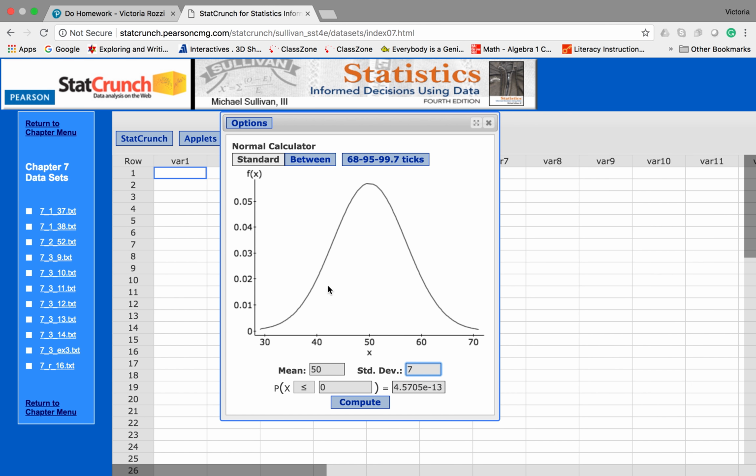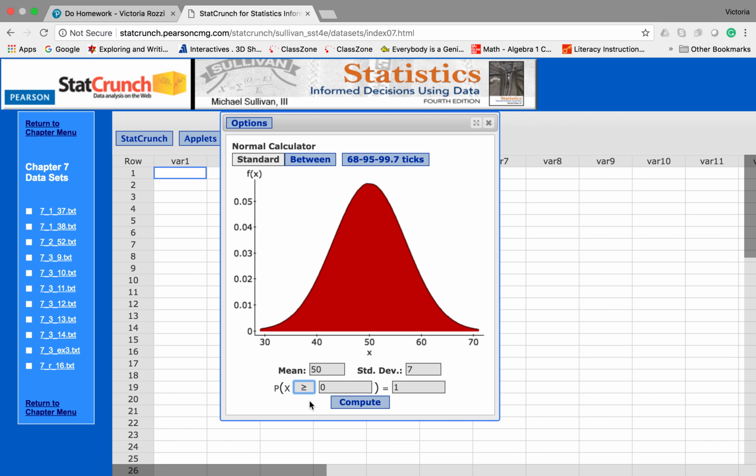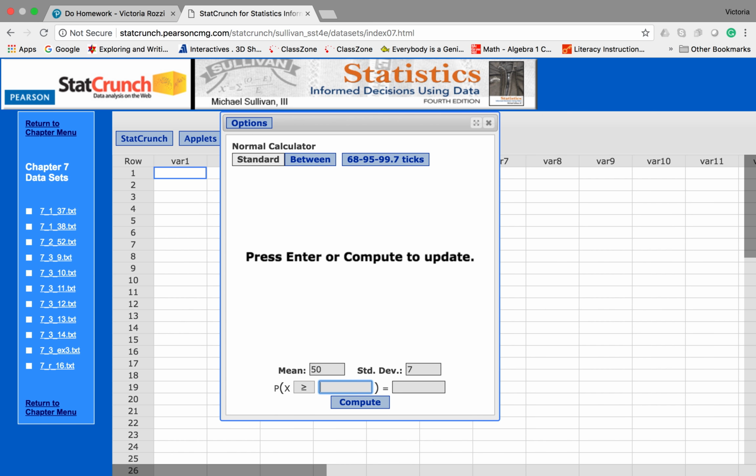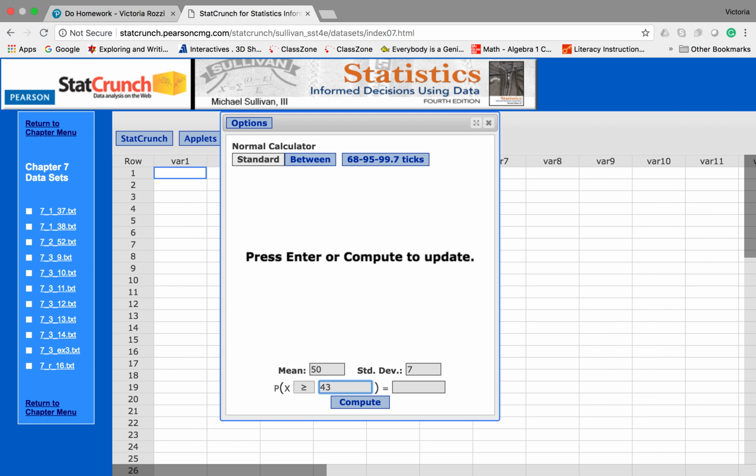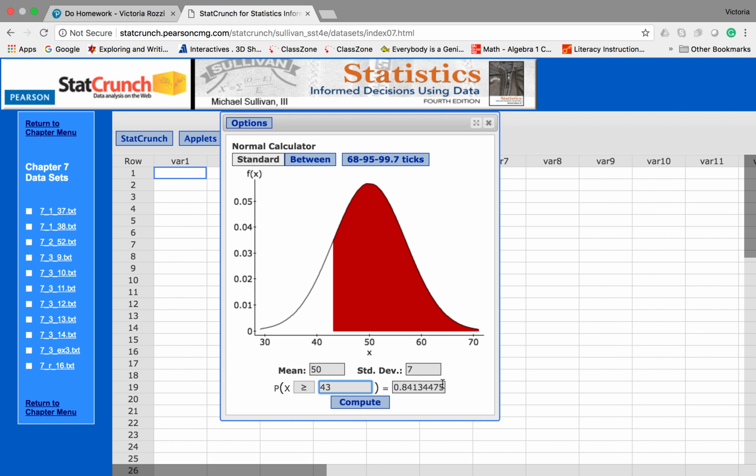Okay, now we want the probability that x is greater than 43. So we're going to go over here, and we're going to change this symbol to greater than. Now I know this is a greater than or equal to symbol. But when you think about it, the equal to is so marginal, it's not going to be anything different than greater than. So we want greater than 43. So I'll type in 43, click compute, and here is my area.